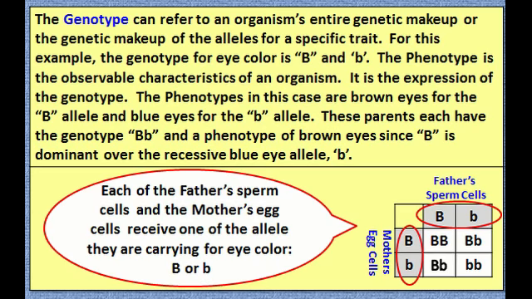The phenotypes in this case are brown eyes for the capital letter B allele and blue eyes for the small letter b allele. These parents each have the genotype capital letter B and small letter b, and the phenotype is brown eyes since the capital letter B is dominant over the recessive blue-eyed allele, the small letter b.